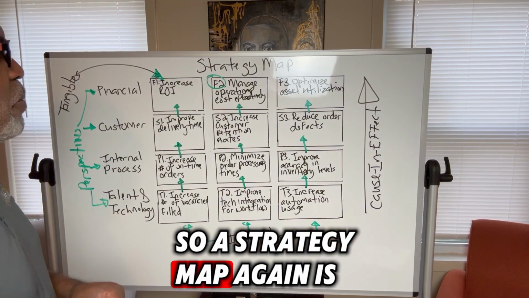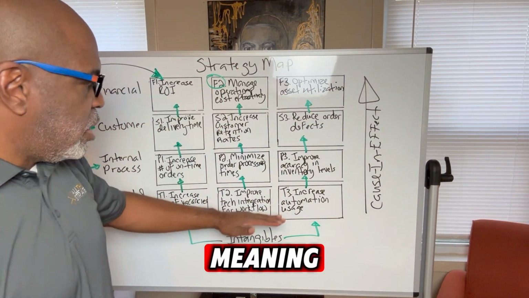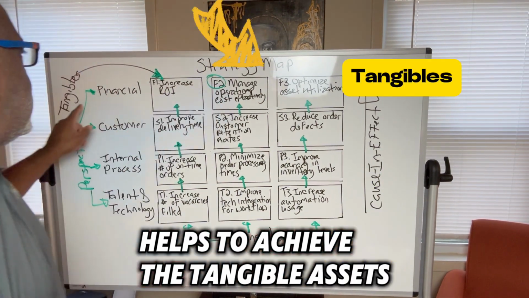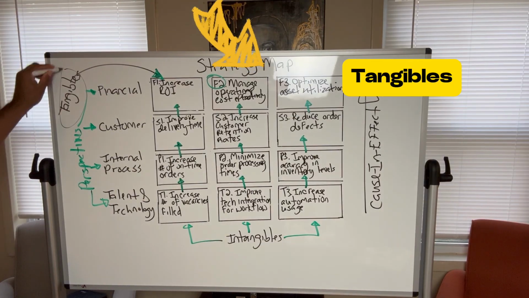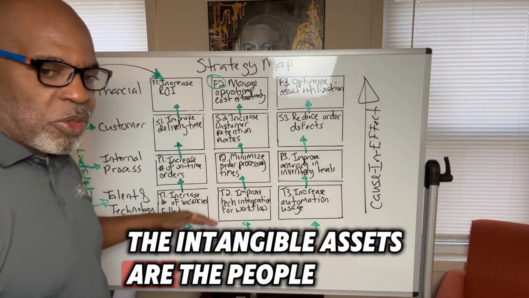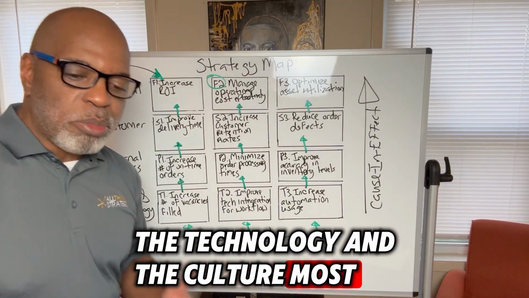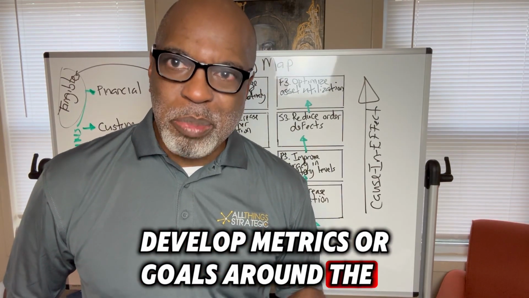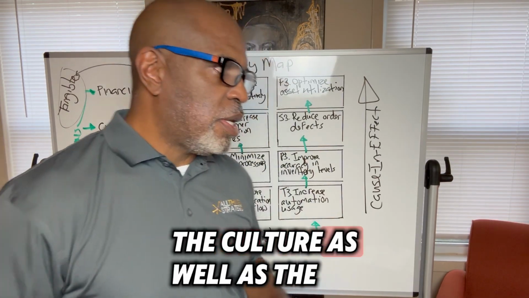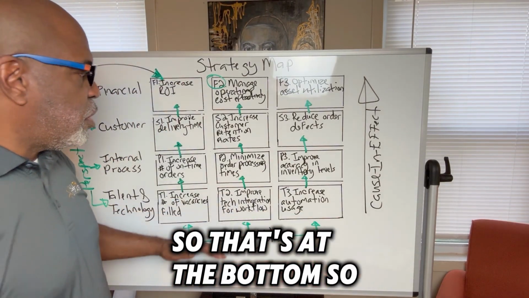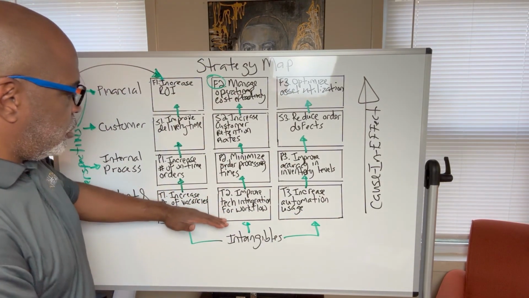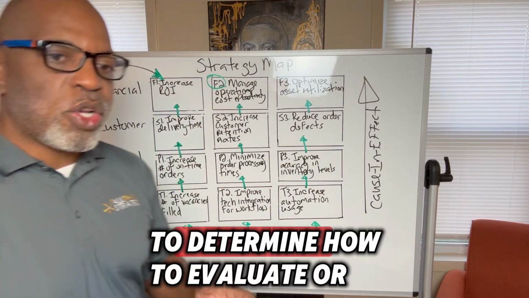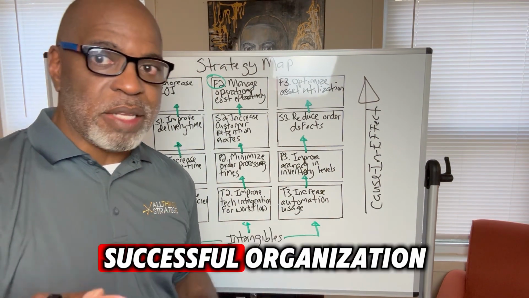So a strategy map, again, is a cause and effect diagram, meaning the intangible assets at the bottom help to achieve the tangible assets at the top. The intangible assets are the people, the technology, and the culture. Most organizations do not measure or do not develop metrics or goals around the people, the culture, as well as the technology. So that's at the bottom. So we have to connect the people with the tangible outcomes to determine how to evaluate a successful organization.